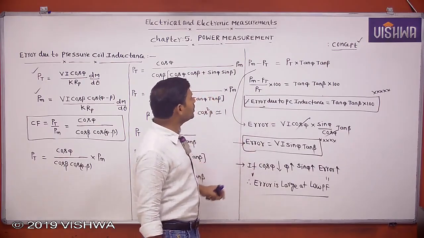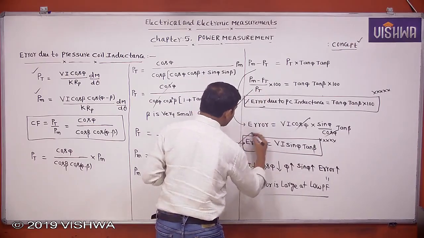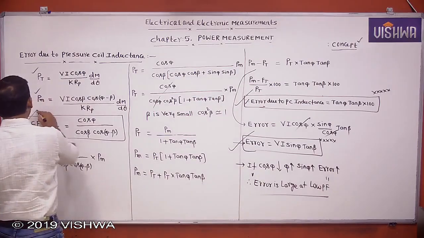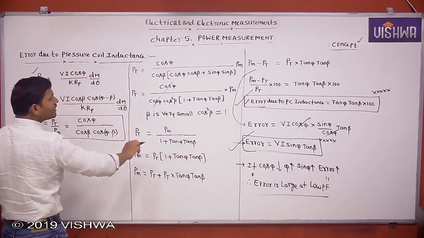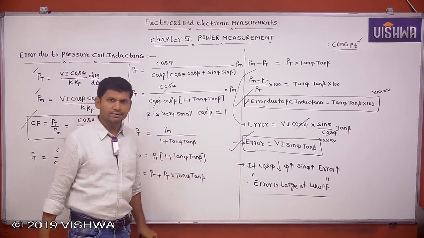Okay, this is about the percentage error due to pressure coil inductance and the error due to pressure coil inductance. Then what is the correction factor? All this analysis I have given with the assumption of lagging power factor loads only. Clear? Note down. Quick.